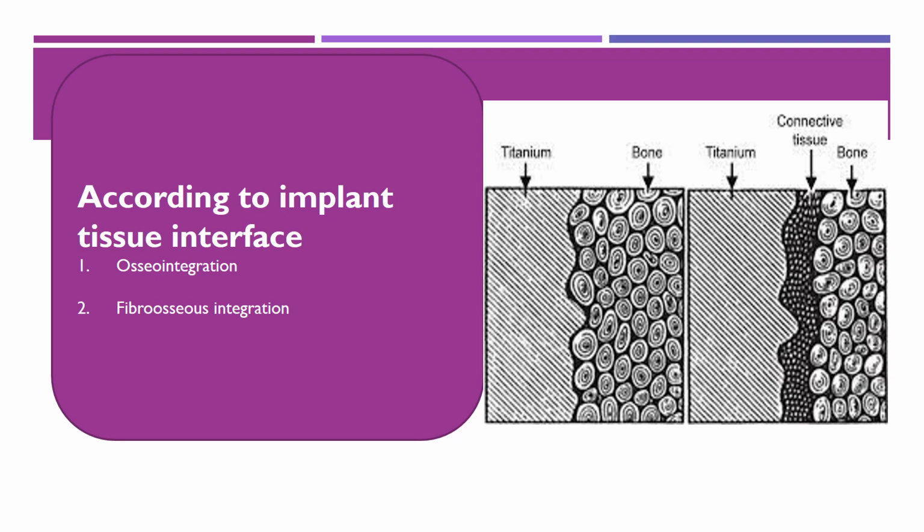According to the implant tissue interface, there is osseointegration and fibro-osseous integration. What we are expecting to have is osseointegration. You can see that in osseointegration, the titanium will be directly connected to the bone. Whereas in fibro-osseous integration, there will be an interposed growth of connective tissue over the bone surface. Usually, if this fibro-osseous integration happens, it may lead to implant failure.